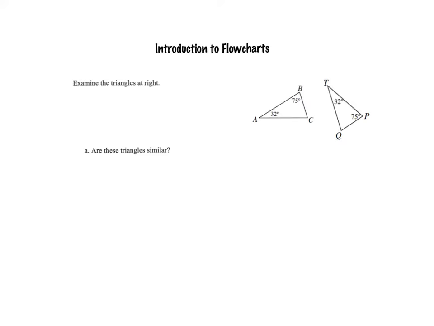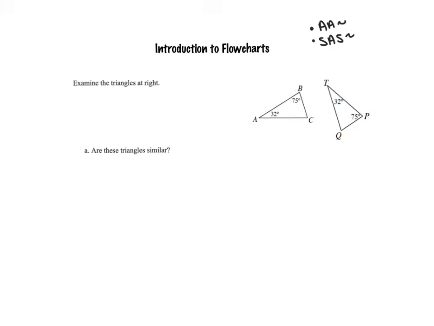In this video, we're going to take a look at how we can make flowcharts to show that triangles are similar. So before we get into that, if you remember, we currently have two ways to show that triangles are similar. The first is the angle-angle similarity theorem, and the second is the side-angle-side similarity theorem. So keeping those in mind, I want you to examine the triangles shown here at right and decide, are they similar?